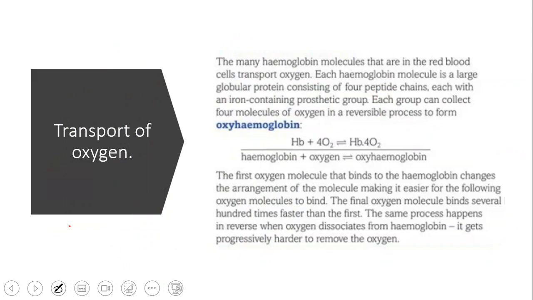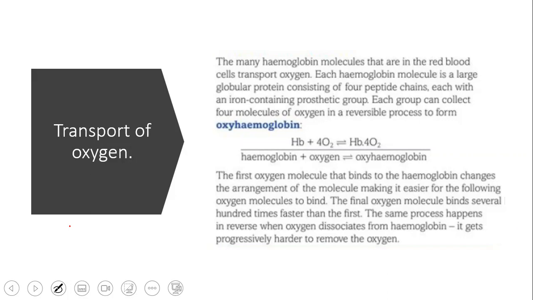Now, the reaction is a reversible reaction, and that is important. And I will tell you guys why it is important, but in a little bit. The reaction, of course, is that hemoglobin will combine with oxygen to give you oxyhemoglobin.